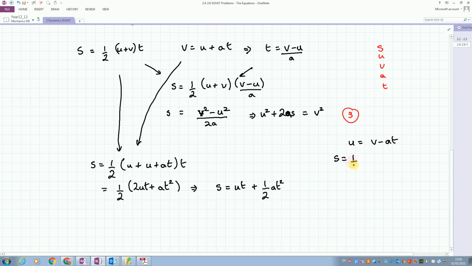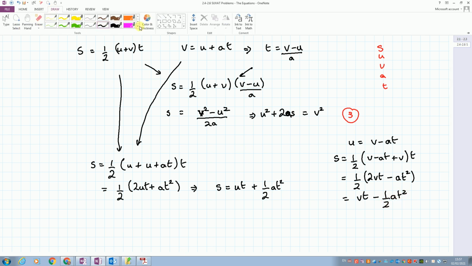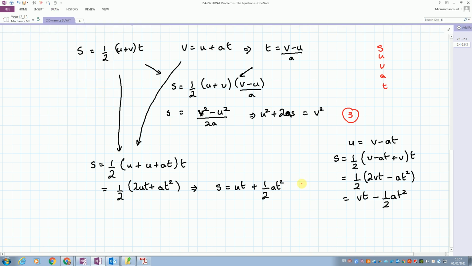So we've got s equals 1/2 (v minus at, add on v) times t, and that gives us 1/2 of 2vt minus at squared, so we get vt minus 1/2 at squared. That last one I don't often use, but there's the four main equations. I'm only going to call that an adjustment to the first one.